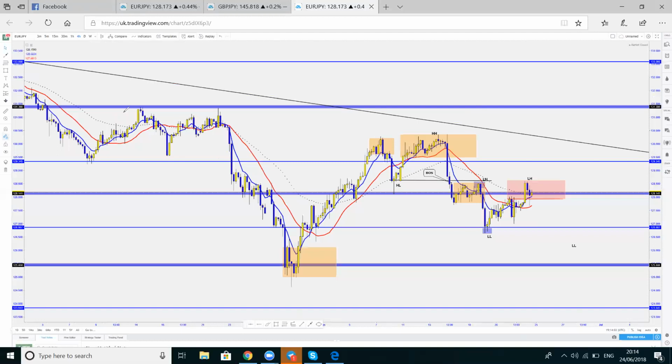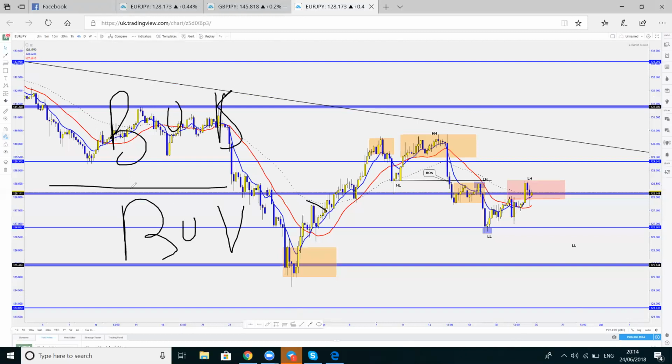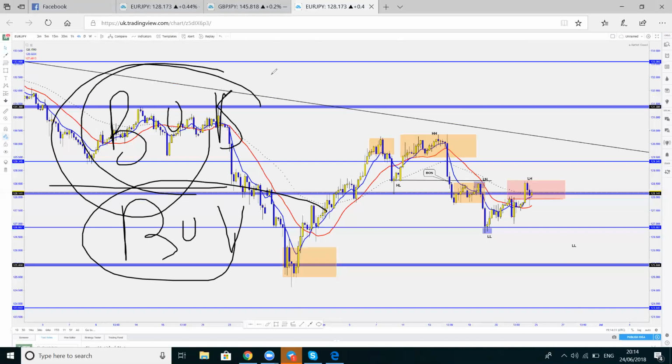Do the break of minor structure, or a break of variation at least, to start triggering your trade, guys, at least.